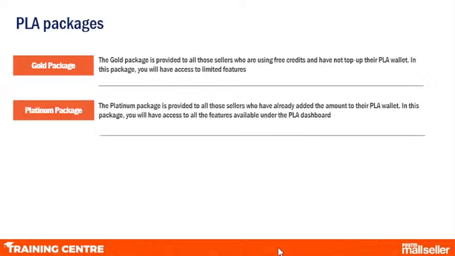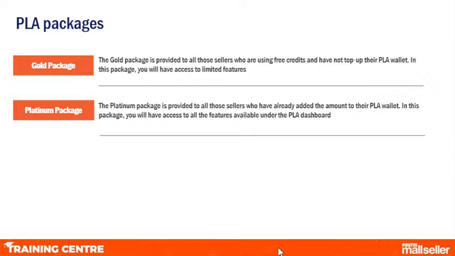The second package is the platinum package. Platinum package is provided to all the sellers who have already added an amount to their PLA product listing ad wallet. In this package, you will have access to all the features available in the PLA dashboard.